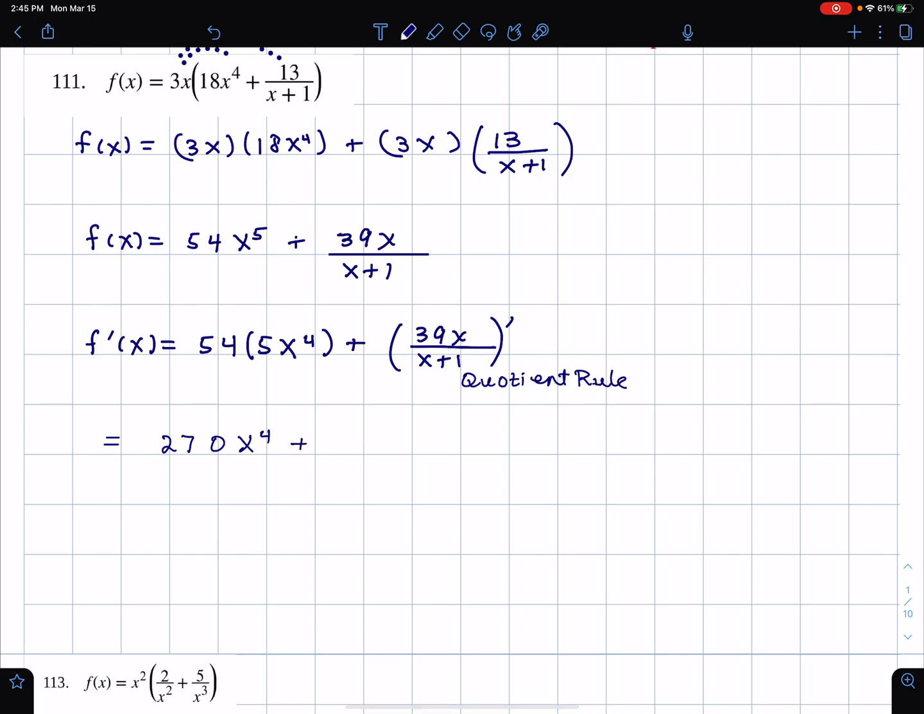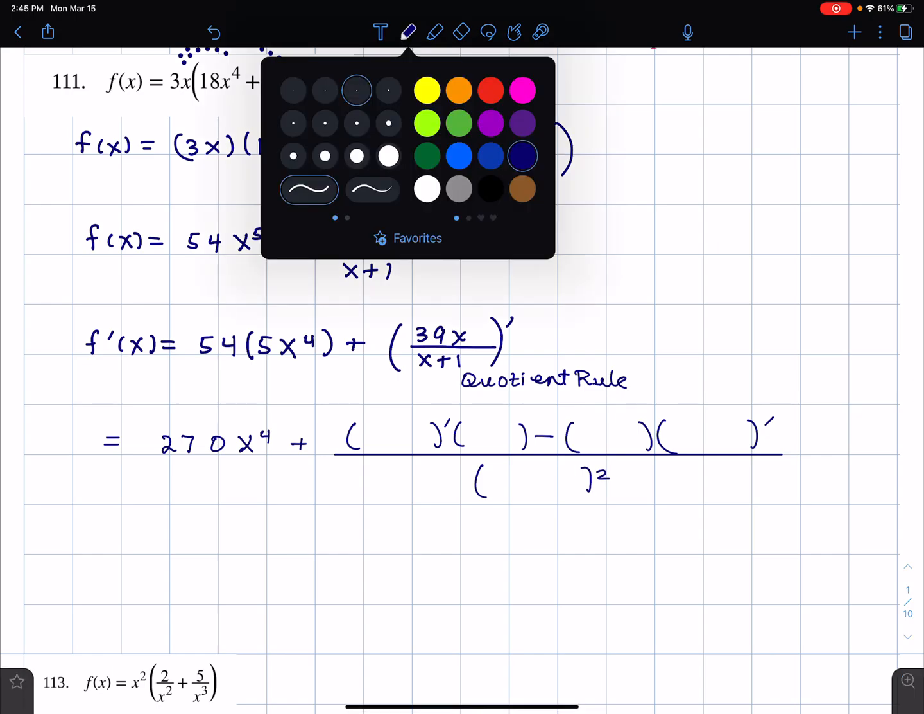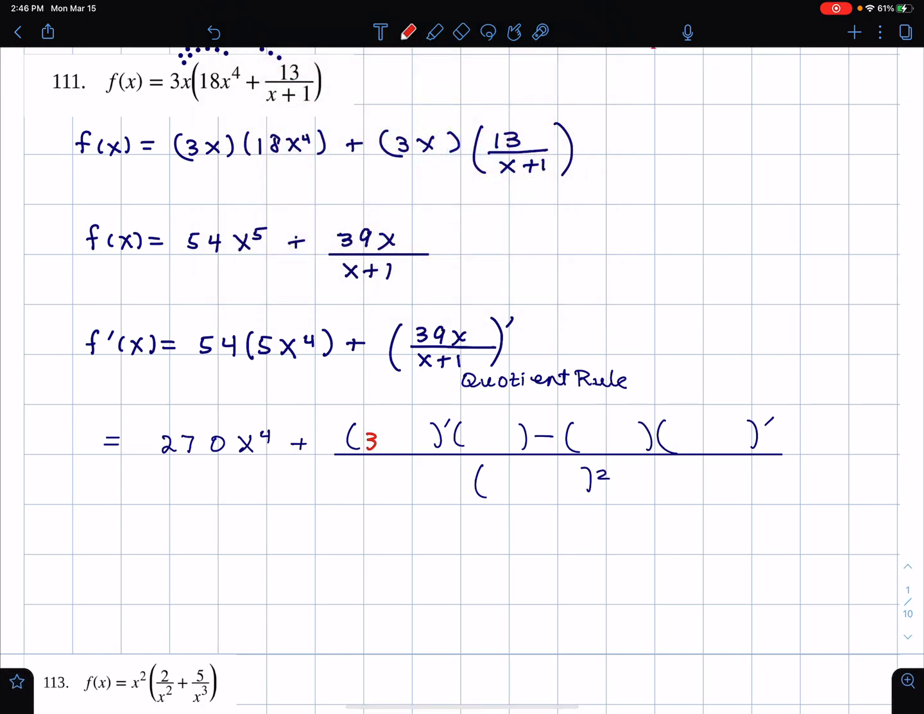Now for this quotient rule part, how do I do the quotient rule? I take the derivative of the numerator, I leave the denominator alone, subtract. Leave the numerator alone, take the derivative of the denominator, and then I square the denominator. So let me sort of color code this. The numerator is 39x, and the denominator is x plus 1.